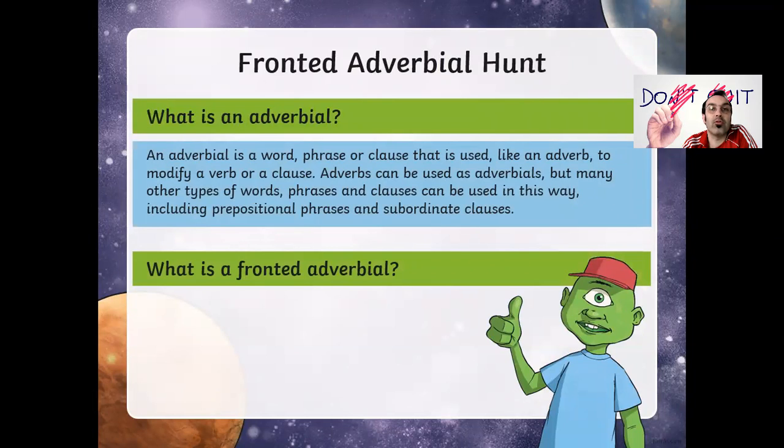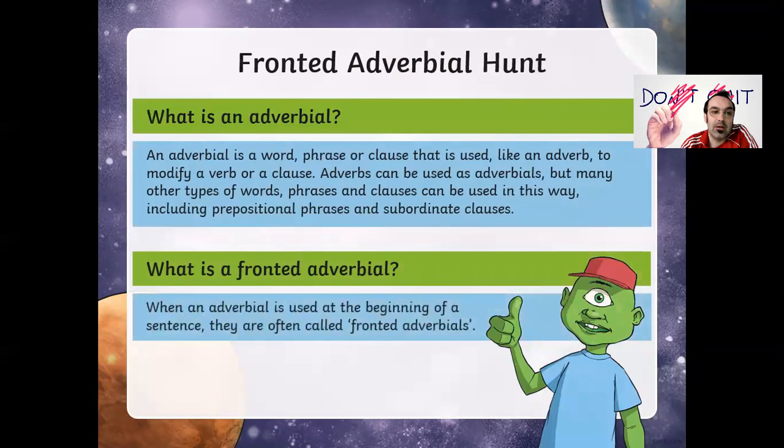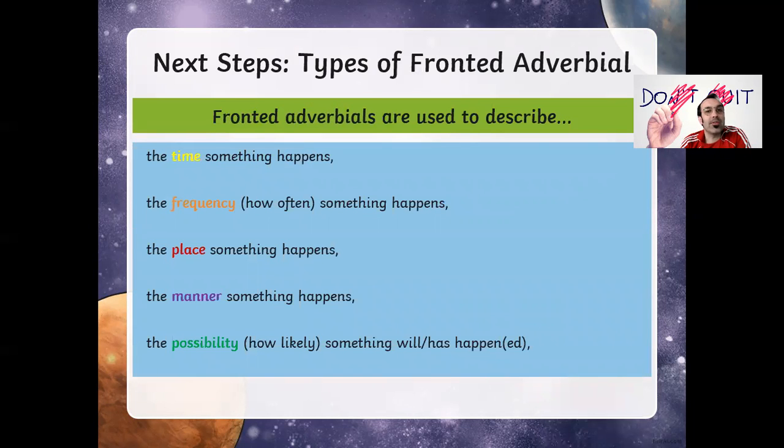So what is a fronted adverbial? When an adverbial is used at the beginning of a sentence, they often call it a fronted adverbial because it's at the front. So the types of fronted adverbial: you can have the time something happens, the frequency, so how often, the place something happens, the manner, that's today's focus for the main task, the manner something happens, and the possibility, so how likely something is going to happen, or if it's already happened.